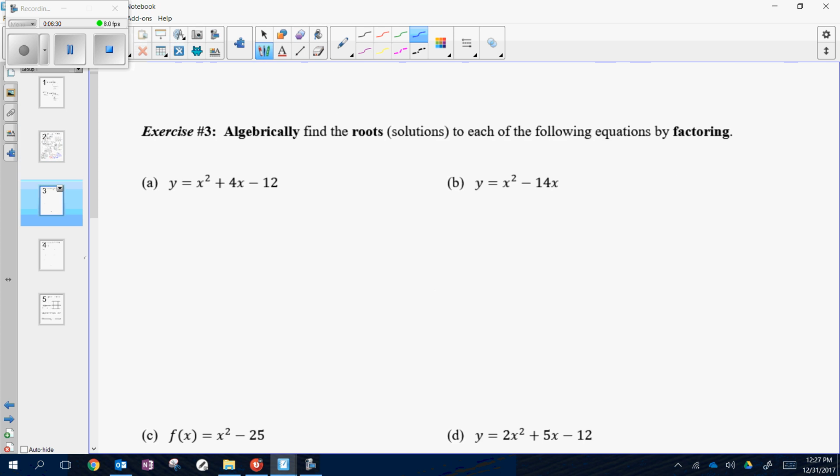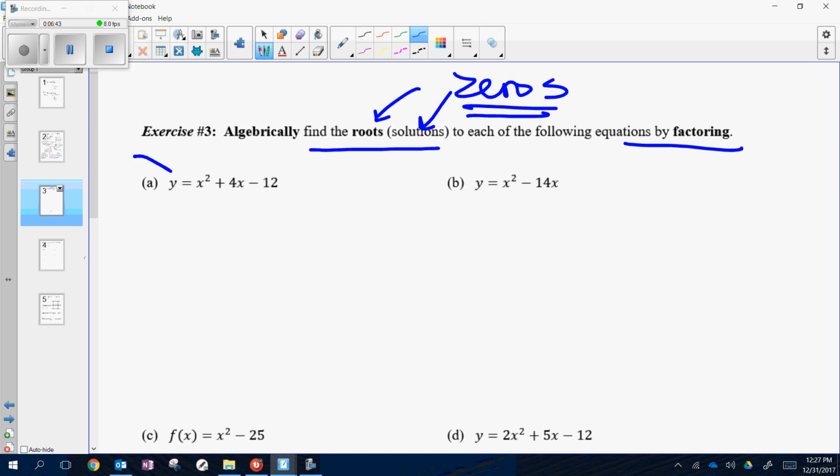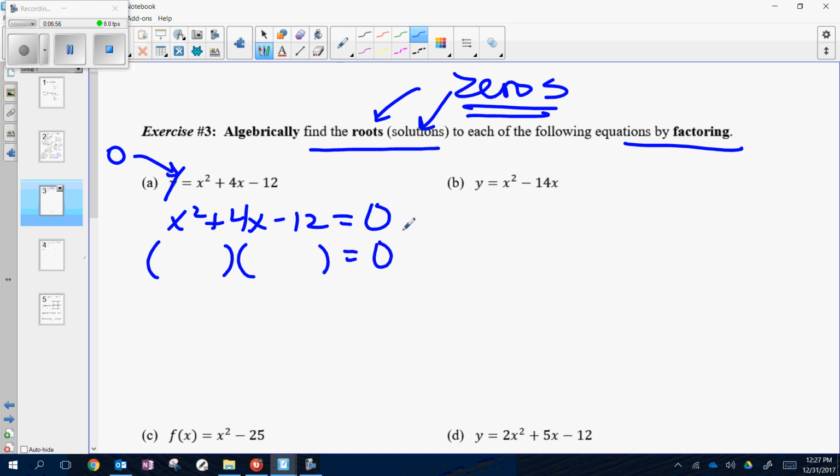On the next page, these are going to be a little bit harder, I believe. So you're going to find the roots or the solutions by factoring. So since they're called roots or solutions, otherwise known as zeros, you're going to replace your y with 0. So you're solving x squared plus 4x minus 12 equals 0. So factoring. Now we have to do the factoring. That's why it's got a little harder.